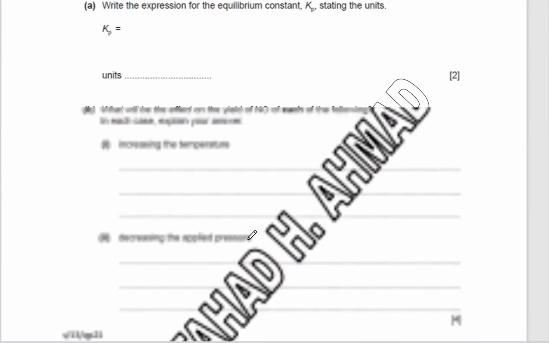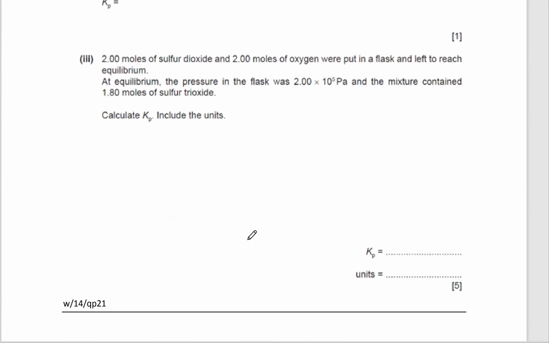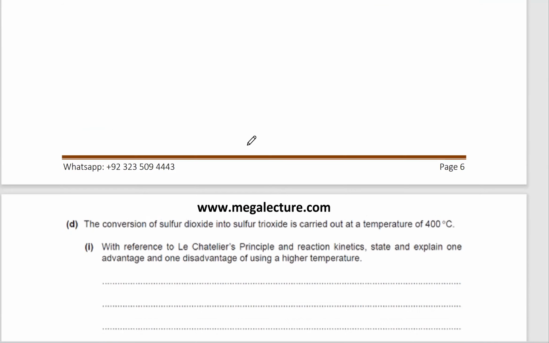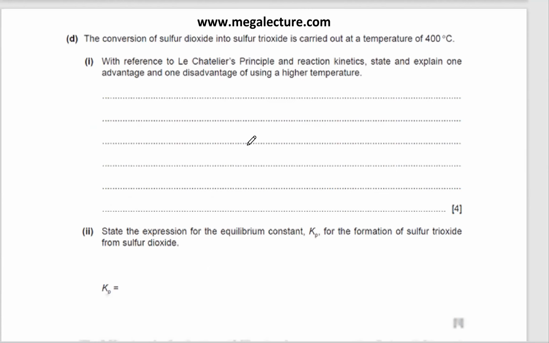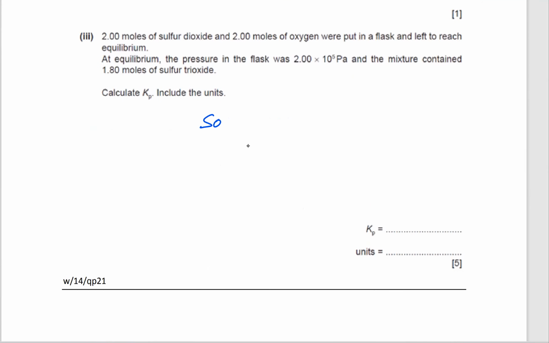Give me the Kp value for this one, just the last one. What's the equation? We don't have an equation. I guess it's 2SO2 plus O2 and 2SO3. Find the value of Kp for this.